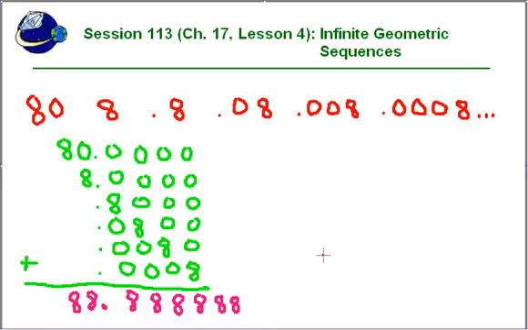And so another way of writing that is simply 88.8 with a line over it. And remember, that line means that whatever's underneath that line repeats indefinitely forever. So we can see that the sum of this infinite geometric sequence approaches 88.8 with a line over it as our terms get closer and closer to 0.